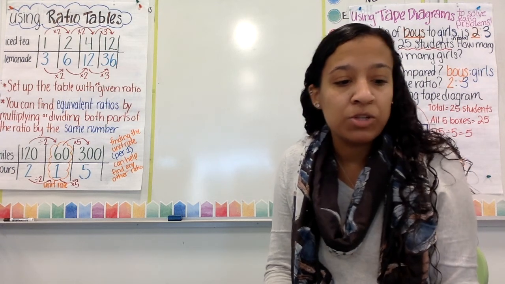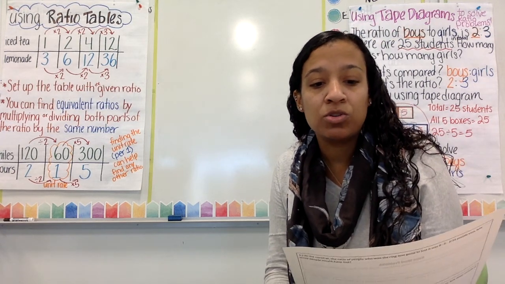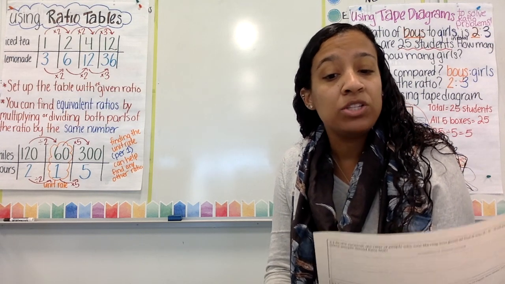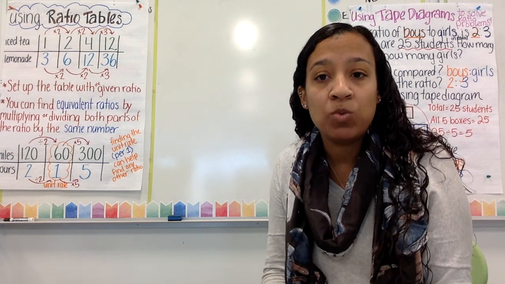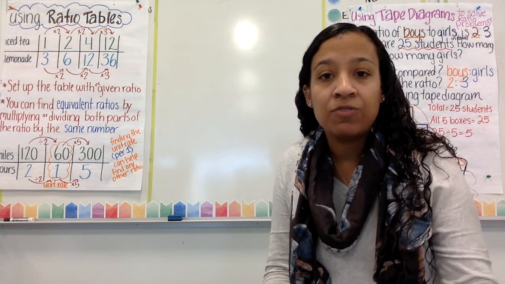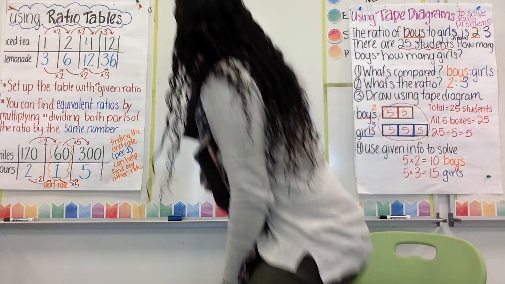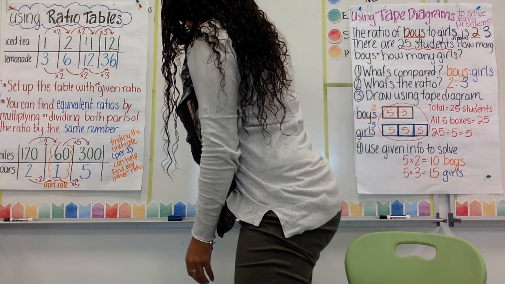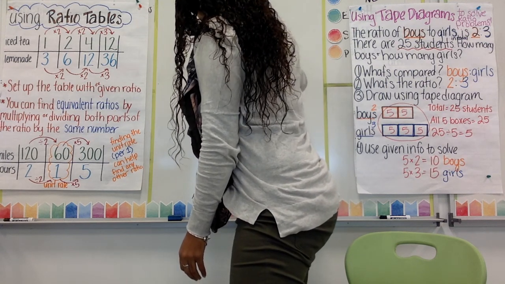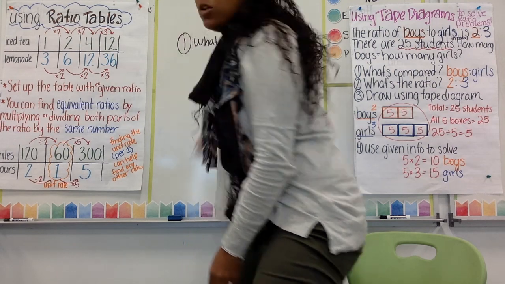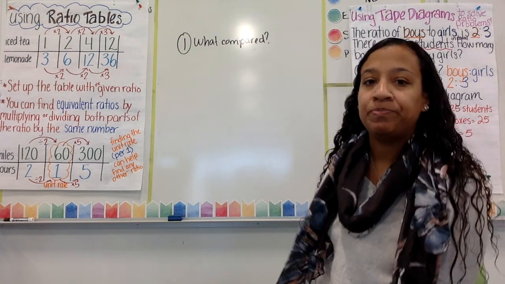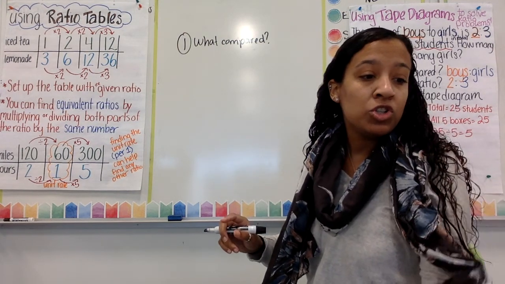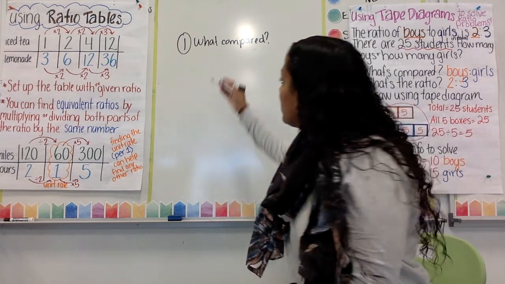At an ice cream shop, the ratio of sugar cones sold to waffle cones sold is 6:5. If there are 42 sugar cones sold, how many waffle cones would be sold? Our first thing we need to figure out is what is being compared. Go ahead and answer that question now. So we were comparing sugar to waffle. The order is really important.